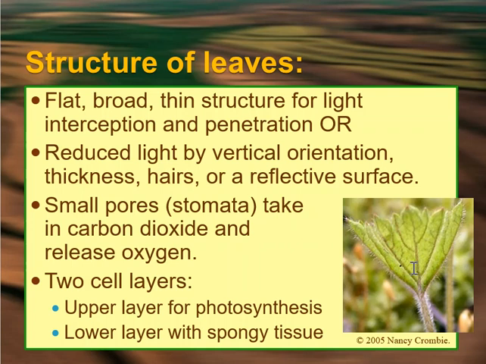These are flat, broad, thin structures for light interception or penetration. Okay, they reduce light by vertical orientation, thickness, hairs, or a reflective surface. They have small pores called the stomata on the underside of the leaf that take in carbon dioxide and release oxygen. So they have two cell layers. They have the upper layer, which is for photosynthesis, and then the lower layer is spongy tissue, and that's where the stomata is, and they really take in carbon dioxide and release your oxygen. Okay, so two things to think about there.